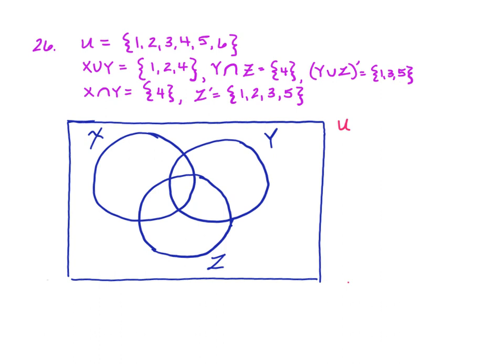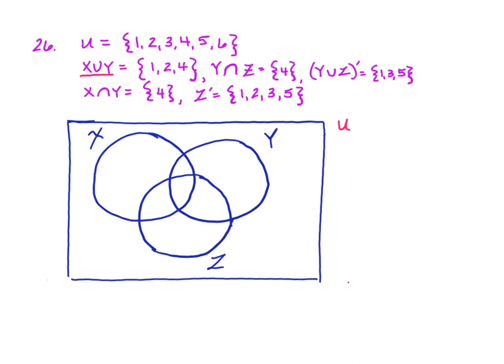So as we look at the information we're given, the first thing they tell us is that X union Y, in other words, the elements that could be in X or in Y, are the numbers 1, 2, and 4. Now, I'm not going to fill any of those in yet because I don't know whether they're in X, they're in Y, or they're in both of them. I just know that they're in one or the other.